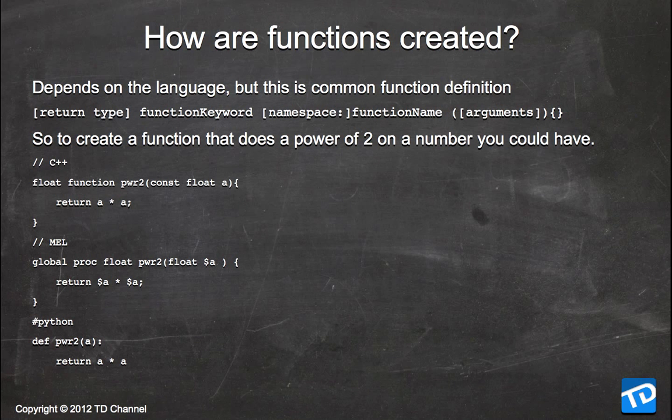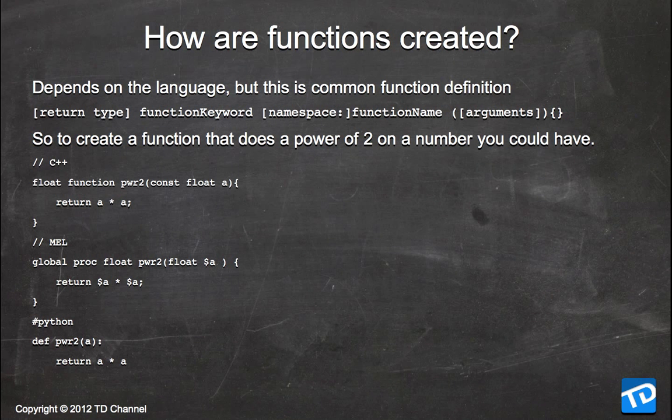So how are functions created? Well, that depends on the language, but here's a very common function definition. You'll usually have a return type, and then you'll have the function keyword, which changes from language to language. Then on some languages you're going to have a namespace, like for example in C++. Not all the time, but when you're inside of a class, for example. Then you'll have the function name, then your argument, and then the body of the function.